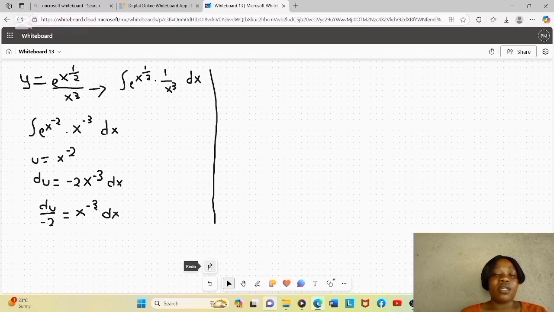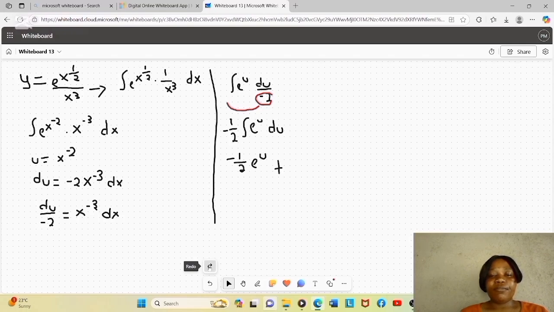Then our next step will be the integral of e. Where there is x to the power minus 2, we're going to replace it with u. And where there is x to the power minus 3 times dx, we're going to replace it with du over negative 2. Then we take the constant negative 2 and move it to the front. We're going to have negative 1 over 2, the integral of e to the power u du. Then we're going to integrate e to the power u. Then we'll have negative 1 over 2 e to the power u plus c.